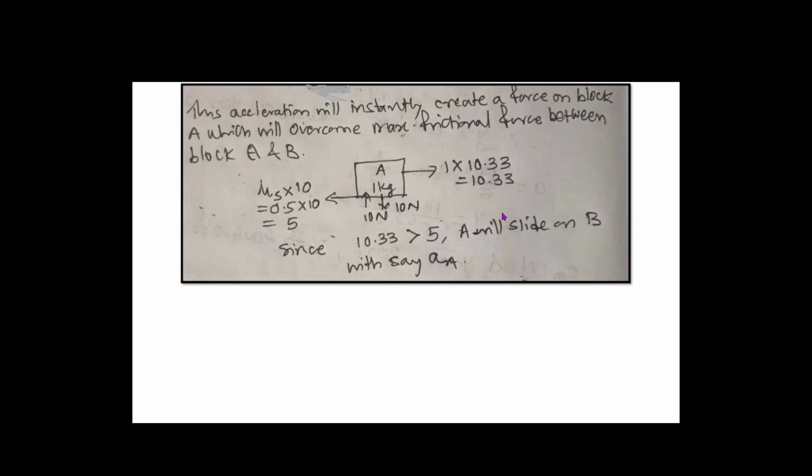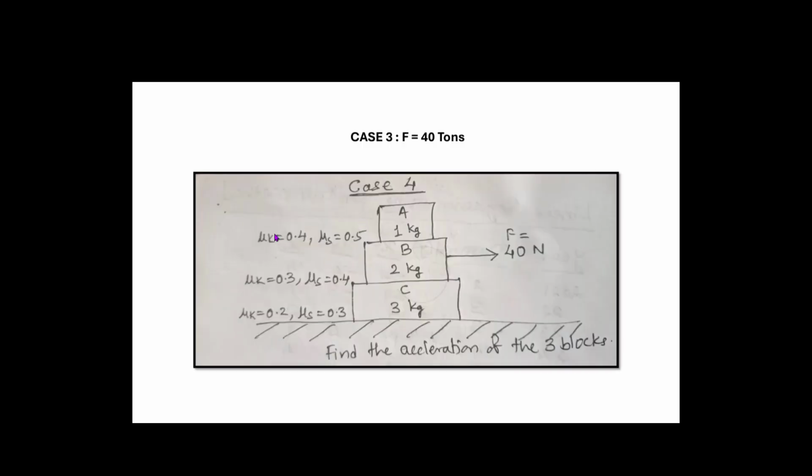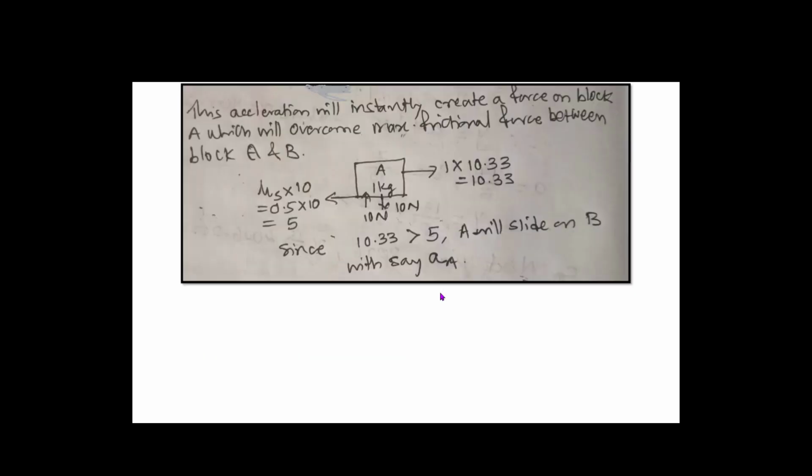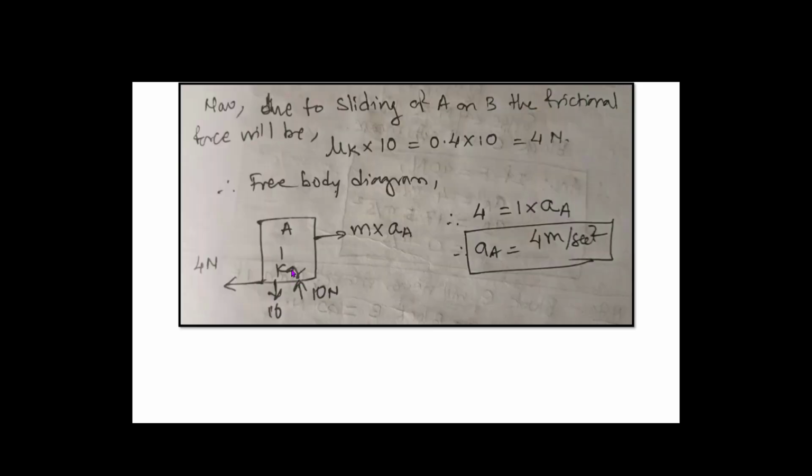The moment block A, so everything is happening in that moment. So the moment block A starts sliding, the frictional force will get adjusted to the kinetic friction, which is 0.4 into 10 Newton, right? So the moment that happens, let us put the free body diagram, because now block A is freely moving on block B, and the kinetic frictional force will be 0.4 into 10, 4 Newton.